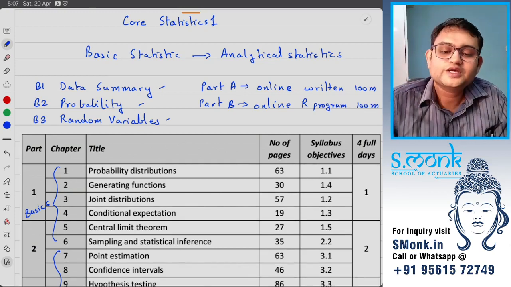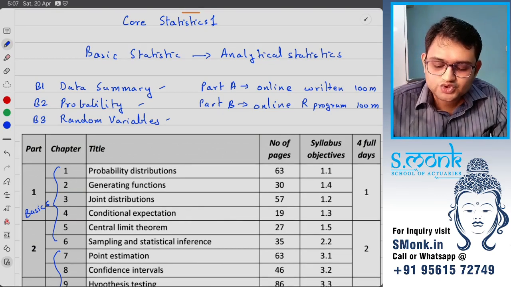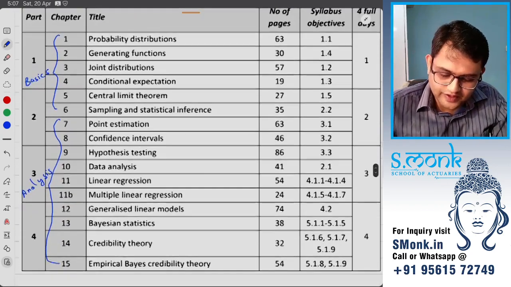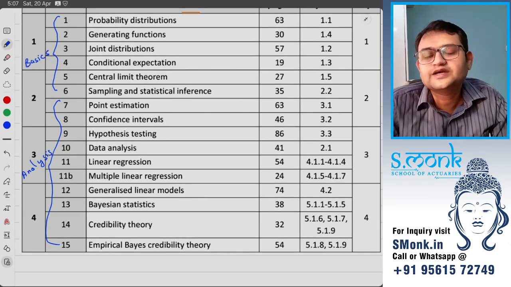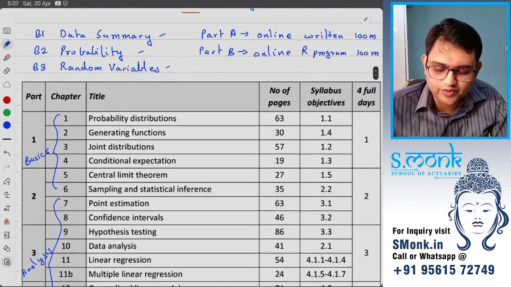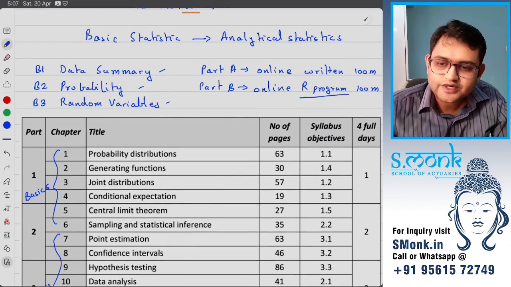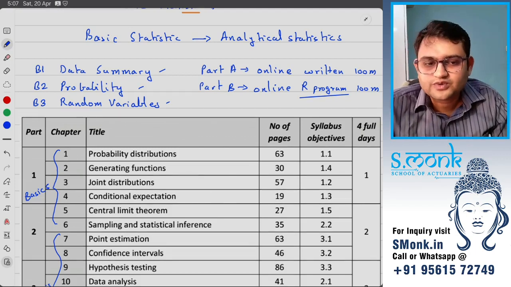Now R programming is a statistical language that we use to apply all the analysis that we are going to study here. So everything that we are going to study in part A, we are going to understand how we would apply it in part B, that is using R programming. There is a software called RStudio that we use to run this R programming. When we come up to that, we'll talk about it.